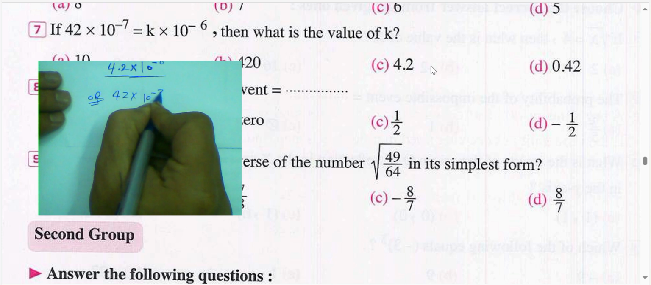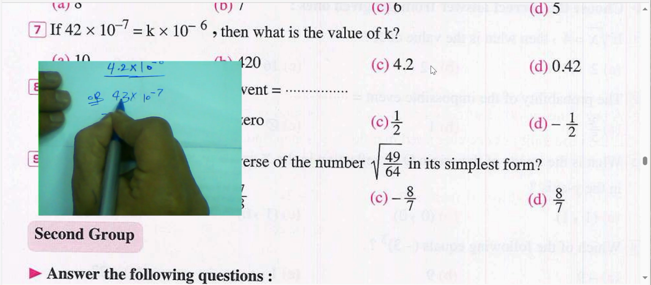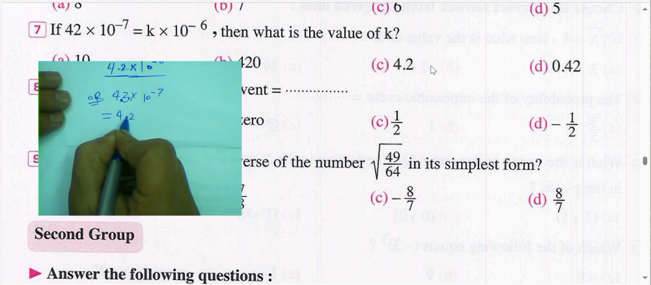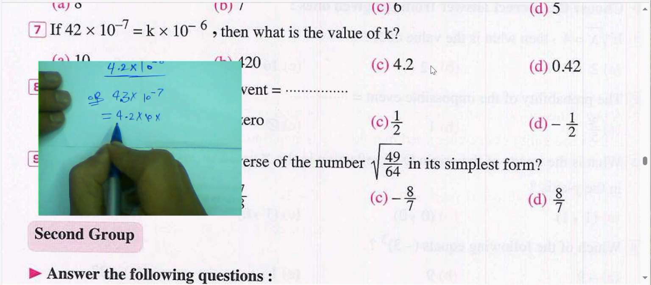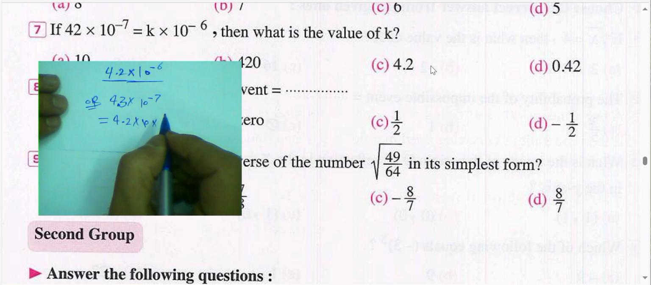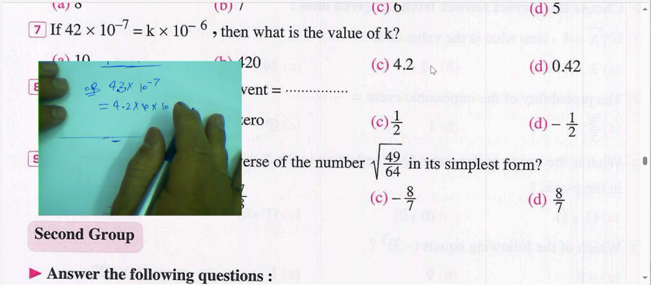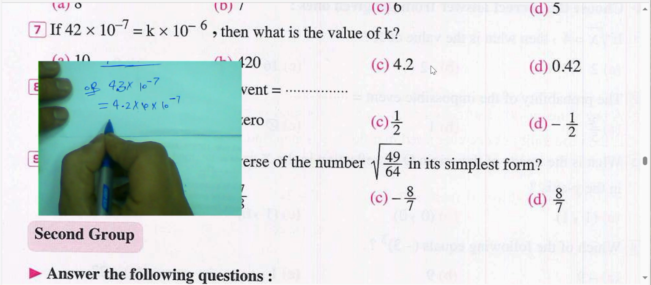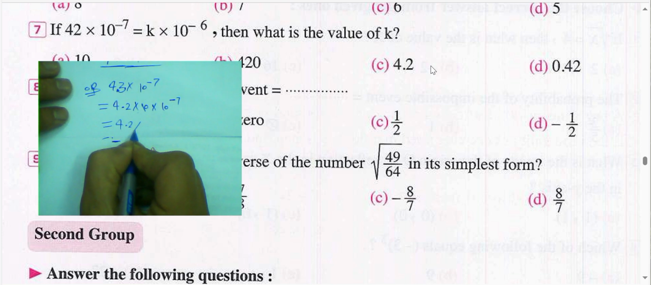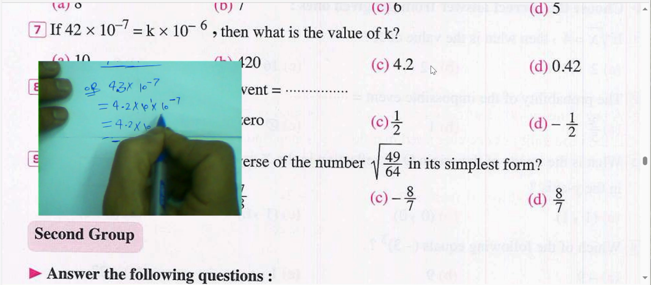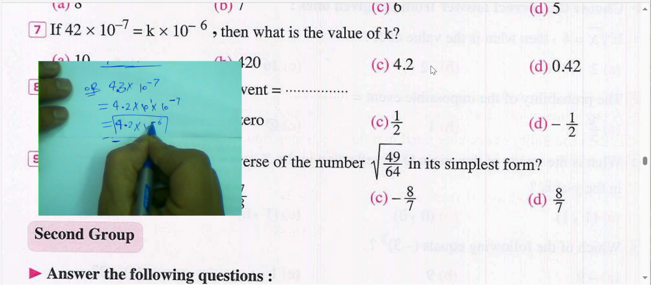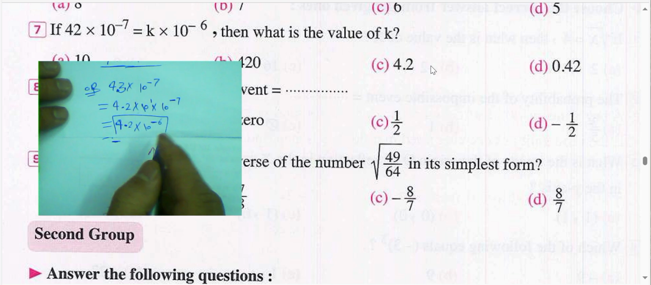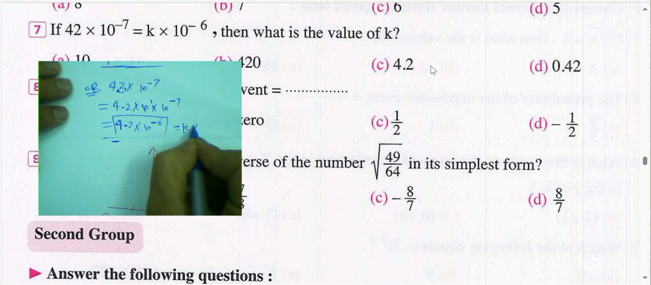42 times 10 power -7 equals. We must move the point to the left by 1 place, then the result will be 4.2 times 10, because we move the point left by 1 place. And we have here 10 power -7, and then we can simplify it, right? 4.2 times 10 power what? 1 plus -7 will be -6. So the result will be 4.2 times 10 power -6 in the simplest form. Then we can compare this result with k times 10 power -6.